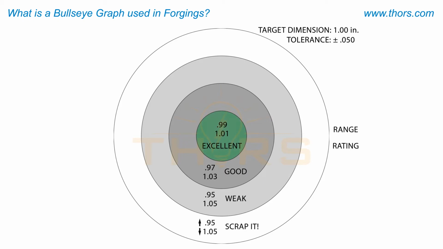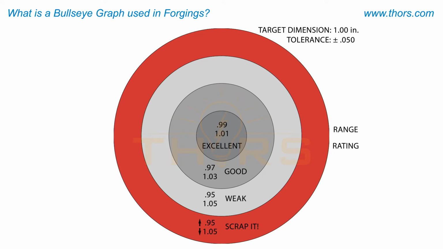If a measurement falls between the 0.99 to 1.01 inch range, this is considered excellent. As the measurements deviate from the 1 inch target, the rating drops to good, and then weak, which is barely passable. And of course, anything outside of tolerance must be scrapped.